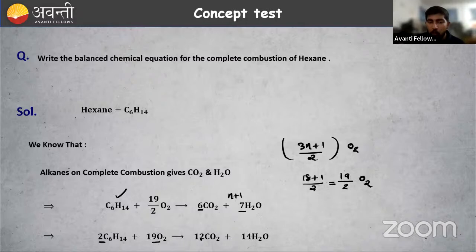2C6H14 plus 19O2 gives 12CO2 plus 14H2O. 6 into 2 is 12, 7 into 2 is 14. Then 2 into 19 by 2, that is 19/2, right? So this is the general equation. This is the equation for the combustion of hexane. I hope this is clear to you.